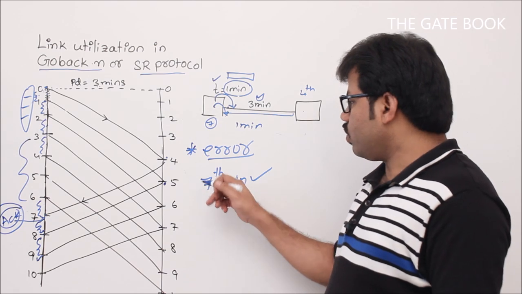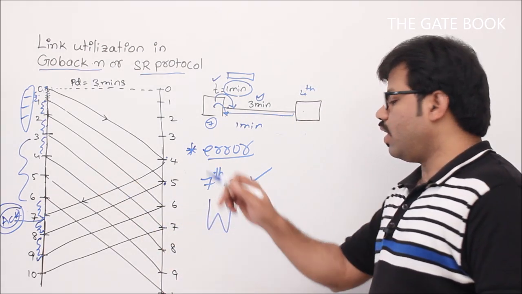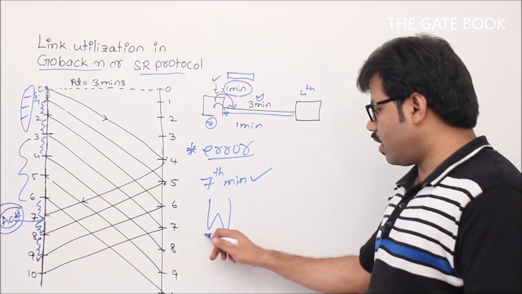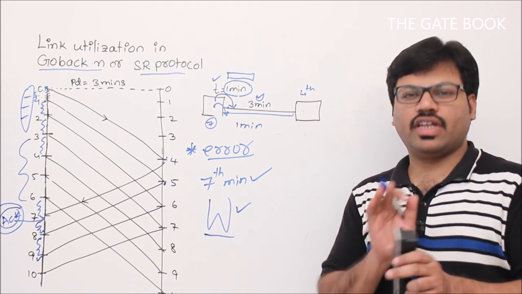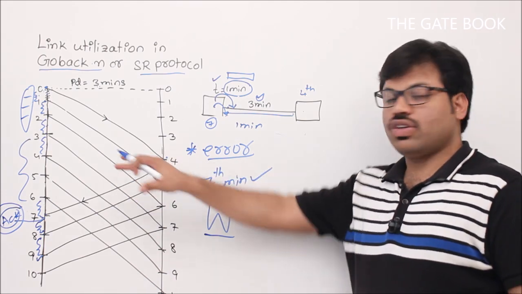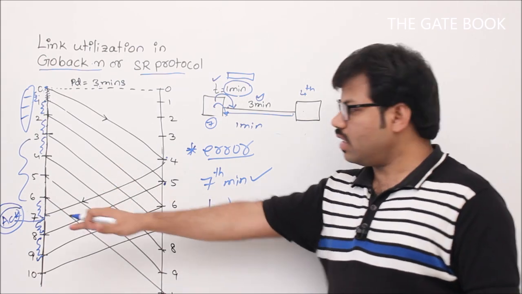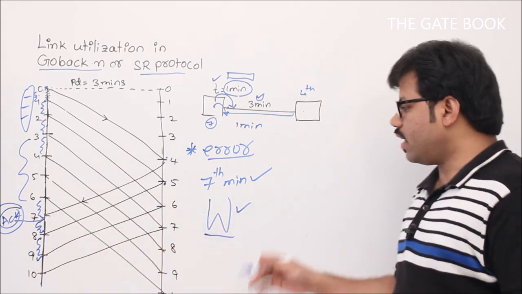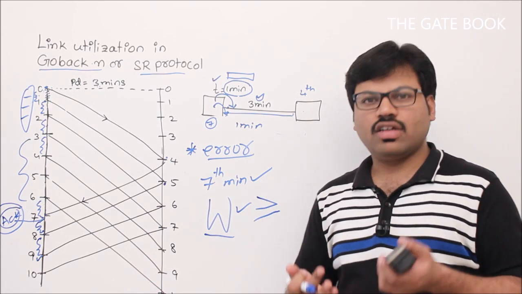Now we have to generalize it. What should be the window size to have link efficiency 1? We will try to calculate that first of all. After that, the remaining story I will tell you. First of all, the question is very simple. To have link utilization 1, the window size should be at least something, right? At least 7 here. But in the general case, what should your window size be? That window size should be greater than or equal to what?